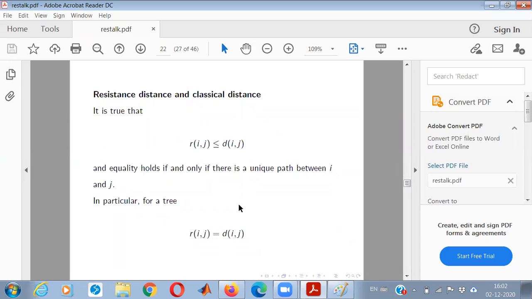So many of the interesting things that hold for the distance matrix of a tree, they hold because the distance is the resistance. Many of them can be generalized, but not all. For example, the determinant formula admits the generalization, which I'll mention in a moment.